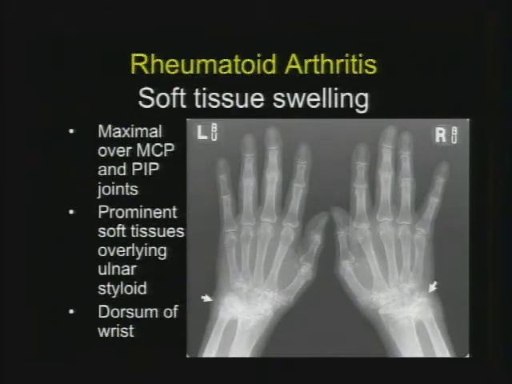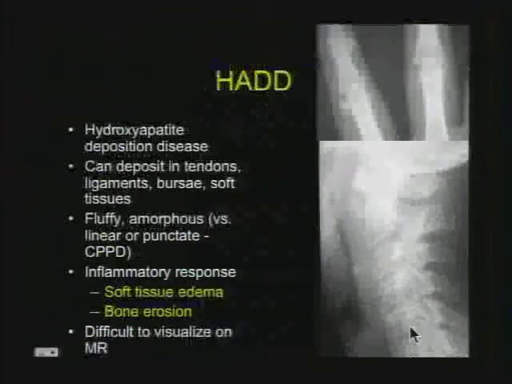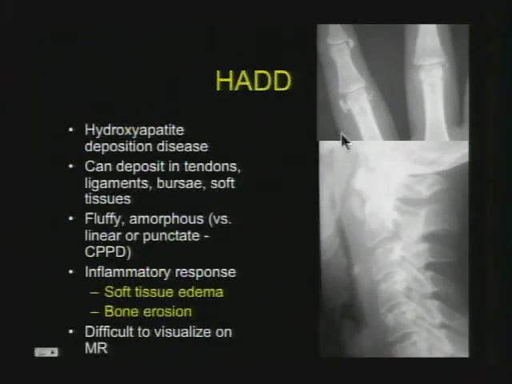Rheumatoid, I think we know a lot about. Just check the wrist, look over the styloids of the ulna for swelling. And if you see calcifications, then you really need to differentiate them. Hydroxyapatite deposition, which we call calcific tendinitis, but it's not always just in tendons, will look very fluffy and round and dense like this, and it's different than CPPD. And it can give you very significant inflammation.